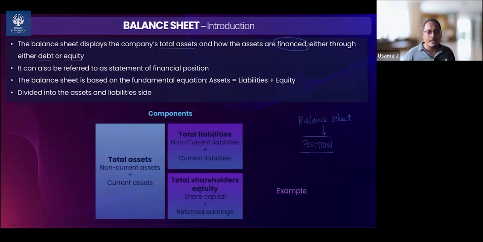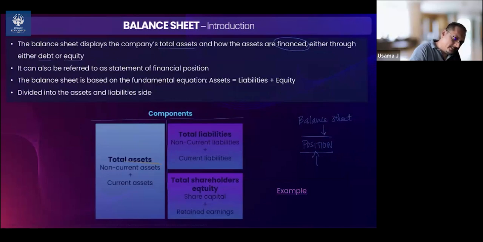It can also be referred to as the remember at the onset: the balance sheet is based on the fundamental equation of assets equals liabilities plus equity or capital, and it is divided into assets and liabilities. So you will know that when you generally look at a balance sheet, you will see two sides of it, or it will be represented on a vertical basis. Classified as current and non-current assets.